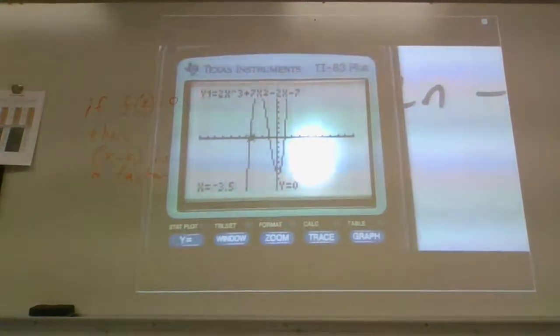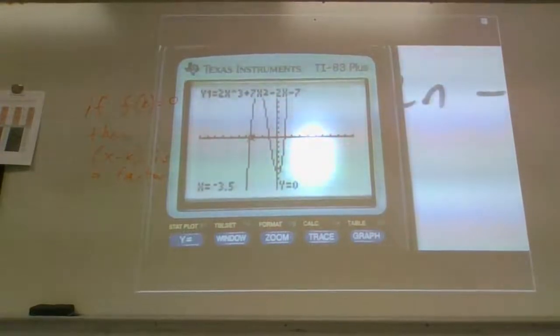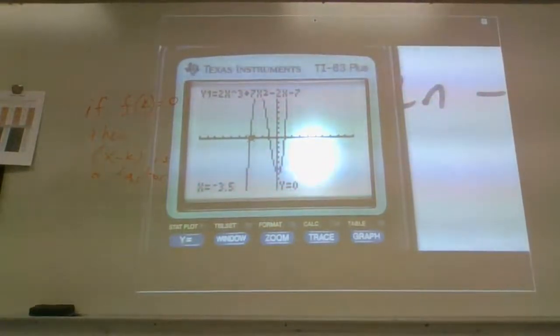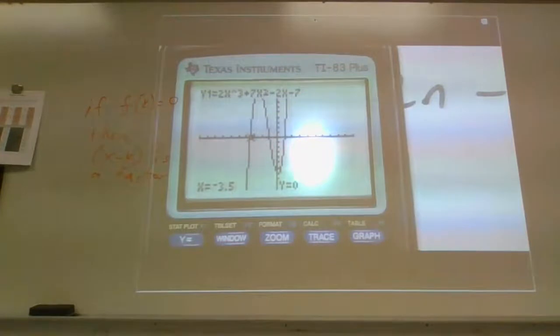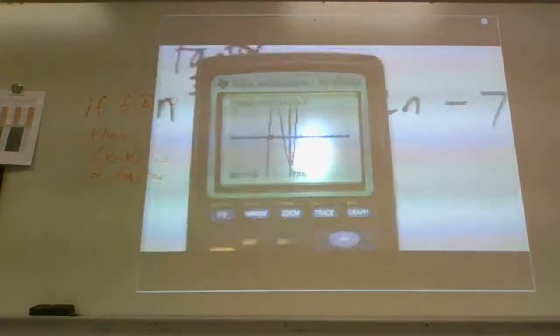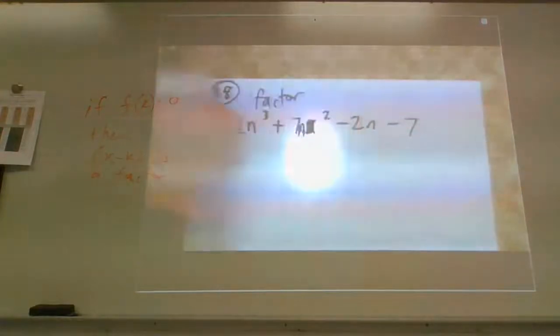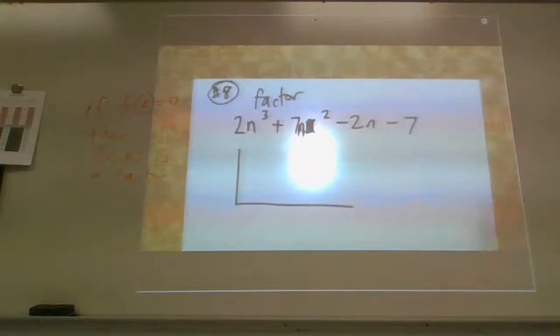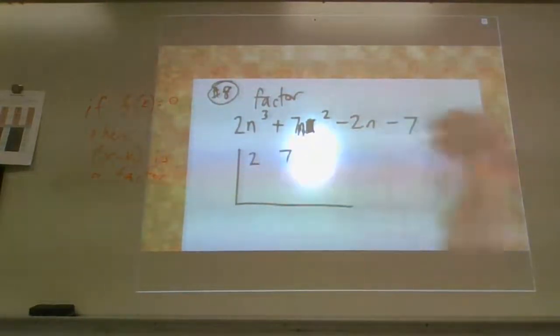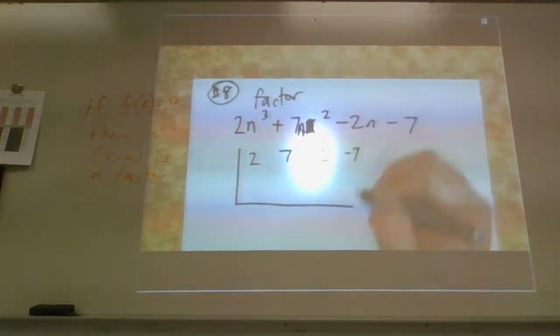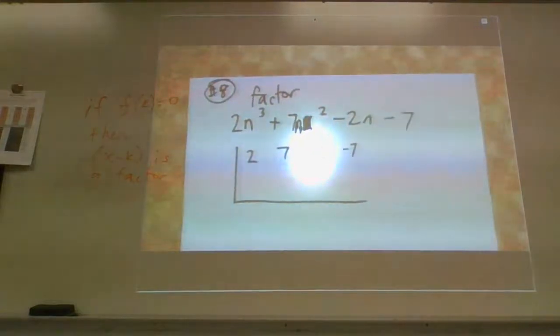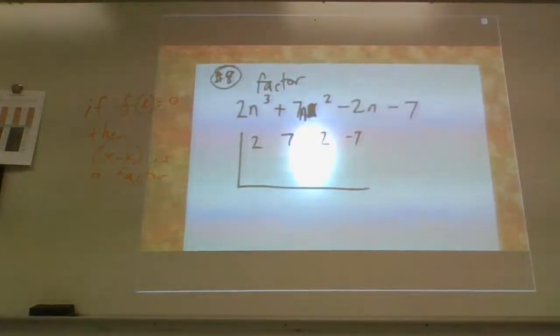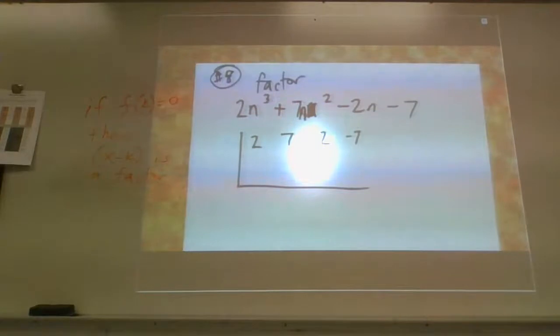But that doesn't prove anything to me, because if I'm a student in this class, I need to show the work to back it up. I cannot just say, the calculator told me. So instead, I'm going to do this. Synthetic bar. 2, 7, -2, -7. What was the number you said first, though? -1. Let's try -1 first.